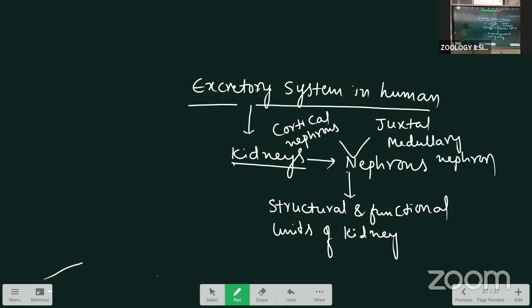With diagrams, I will explain the two types of nephrons, and this excretory system, tomorrow. We completed the working of the heart and also the structure of the heart. Tomorrow's class we will continue.